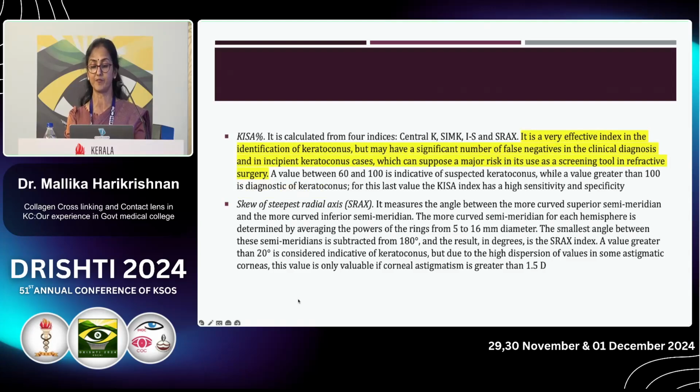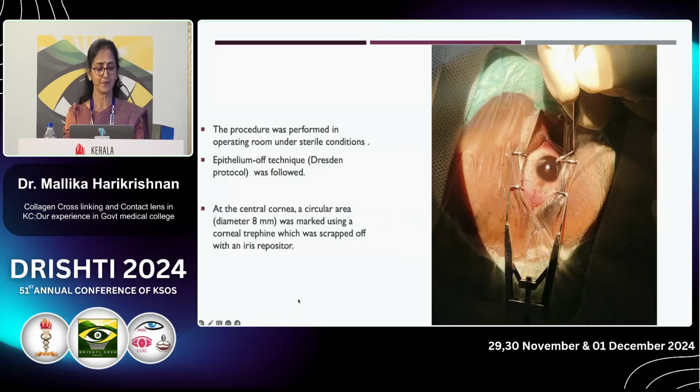We know that KISA percentage is a very effective index in the identification of keratoconus, but may have a significant number of false negatives in the clinical diagnosis and its incipient keratoconus cases, which can suppose a major risk in its use as a screening tool in refractive surgery. But I didn't have any option.